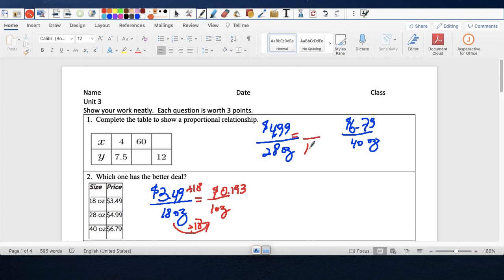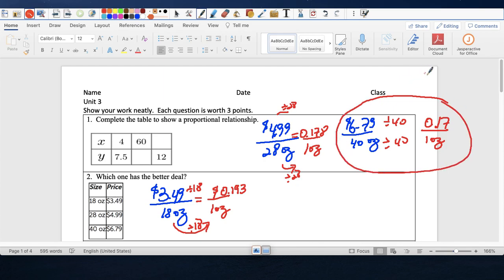Here, again, I'm going to change this to 1 ounce. We're going to divide this by 28, and we're going to divide the top by 28. 4.99 divided by 28 equals something, 0.178. I'm going to have 3 decimal places again. And the last one, I'm going to divide top and bottom by 40. So 1 ounce is 6.79 divided by 40, which gives us, if I round this to the nearest thousandth, this. So the better deal is this one over here, because each ounce is 17 cents.